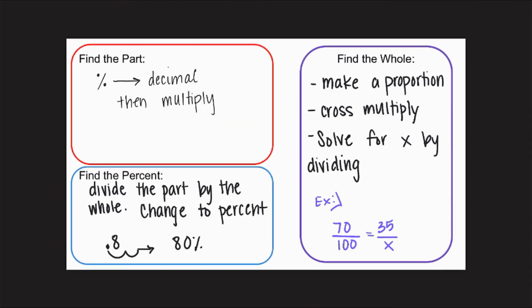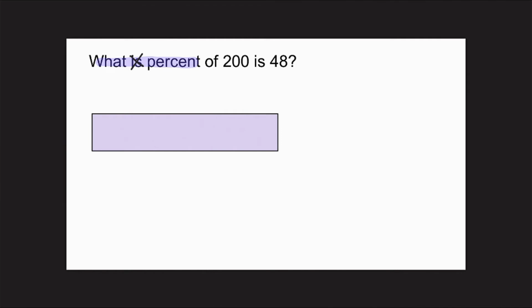If I look back at my little helper guy here, I'm going to find the percent. So I'm going to divide the part by the whole and then change it to a percent. In order to solve this, I first need to find out what is the part and what is the whole. The way I can do that is to model it on a tape diagram. So let's start off by doing our percentages. We have 0% up here, 100% up here, and nothing down here at the bottom.